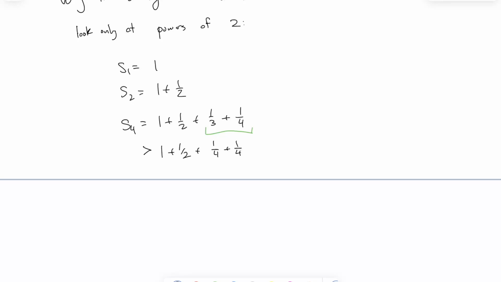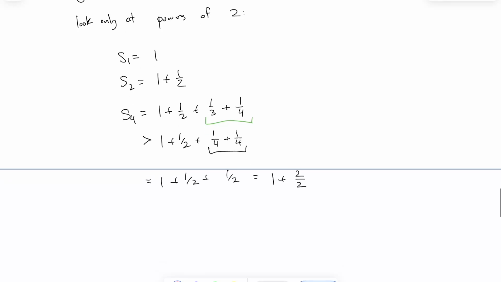All right? And now check it out. What do these numbers add up to? Actually, this is 1/4 plus 1/4, which is 1/2. So this is 1 plus 1/2 plus 1/2, adding up to 1 plus 2/2. Of course, this is just 1 plus 1, although for reasons that you will see in a moment, I'm going to write it as 1 plus 2/2. All right? So just by doing this little trick, you can see S4, the fourth partial sum, is actually bigger than this. This is 2, all right?